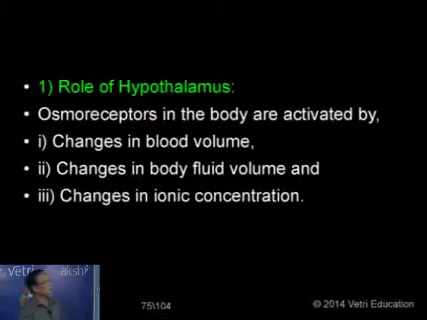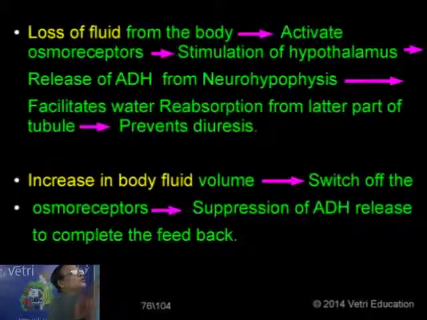So osmoreceptor cells are specialized cells found in the hypothalamus. They respond to changes in the osmotic pressure or osmotic gradient of the blood. Normally they are stimulated when there is a change in the volume of blood, a change in body fluid concentration or volume, or a change in ionic concentration. These are the three important factors: volume of blood, volume of body fluid, and ionic concentration change. These factors affect the osmoreceptor cells and make them activated.